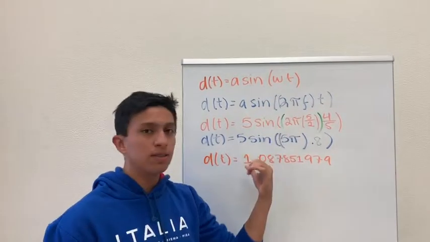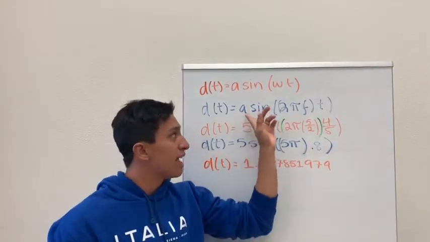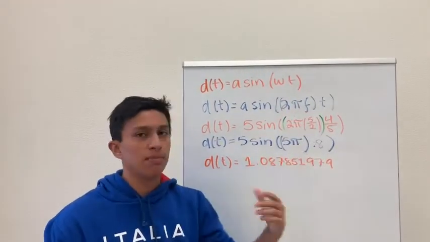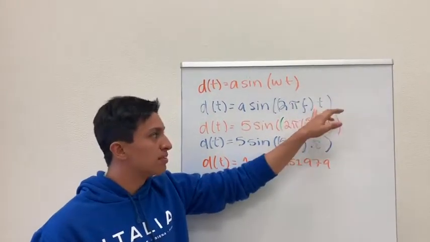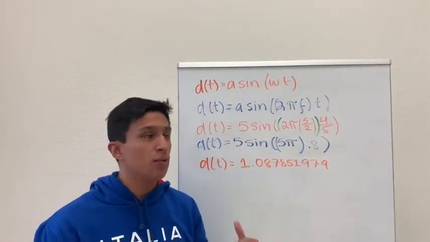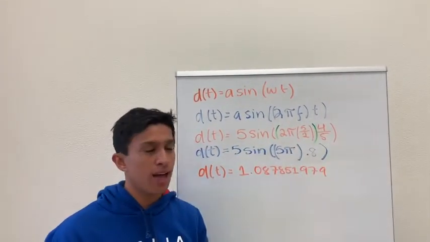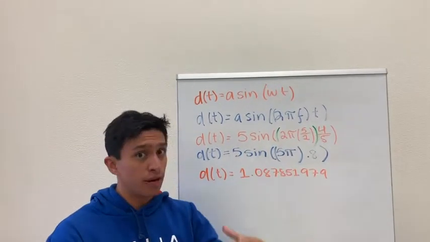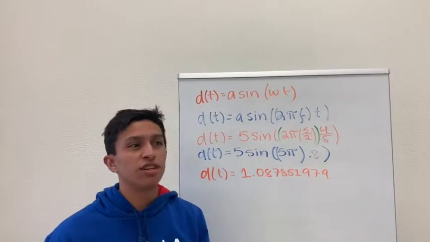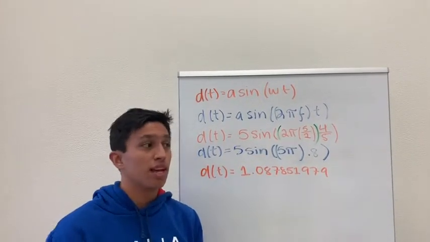If we substitute the values in the original formula, we get that d of t equals a times the sine of 2 pi times the frequency times the time. Basically, after substituting the value of the frequency, we get d of t equals 5, which is the amplitude, times the sine of 2 pi times 5 halves, which is the frequency, and then we're going to multiply that times 4/5, which is equal to the time in our graph.